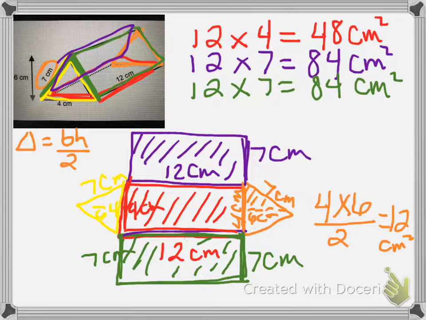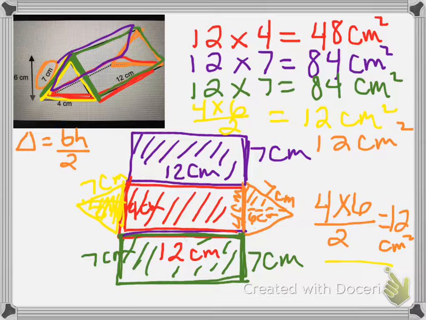Running out of room. And then the last part of our net that we need to figure out is the yellow piece. I'm just going to take a wild guess in the dark that this is probably the same area as our orange part. But let's double check. So we have a base of 4, and a height of 6, and we're going to divide that by 2. Yep, look at that. 12 centimeters squared. I should have written this up here.